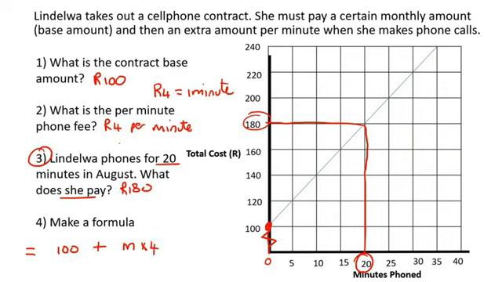So for example, if she speaks for 10 minutes, then let's see if this works. If she speaks for 10 minutes, then that would be 100 plus 10 multiplied by 4, and that would give us 140. So let's see, 10 minutes, it's 140, you see? So make sure that you understand this formula over here. This part here is the number of minutes.